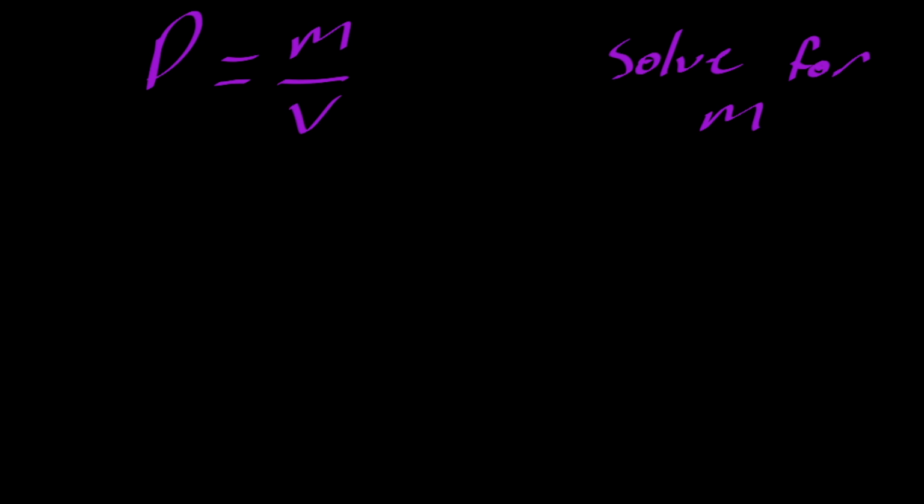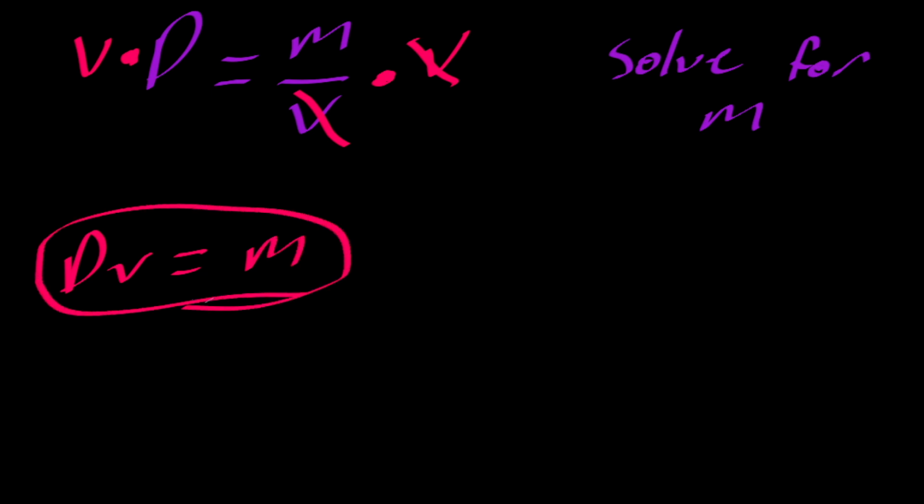So how would I get rid of v? That's basically my goal, is to get rid of v. Well, m over v is m divided by v. So if I want to move v, I would multiply by v, which seems a little odd, but in this case, it doesn't really matter. We treat the variables just like their numbers. So we would say dv equals m.